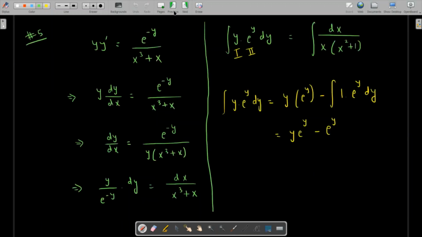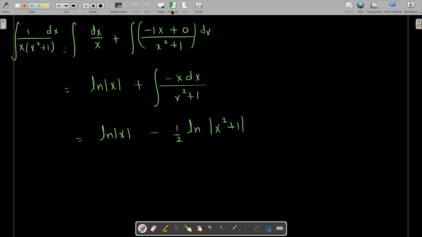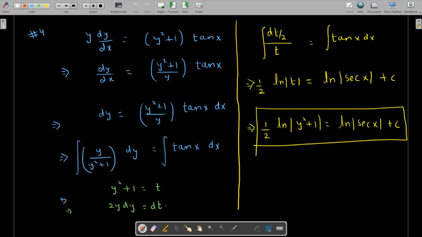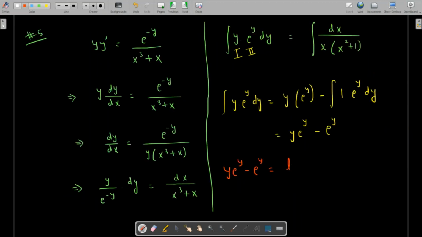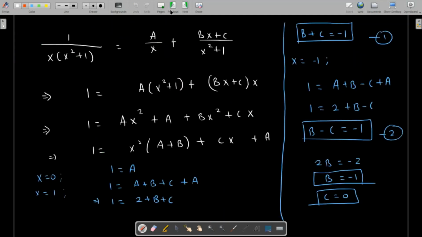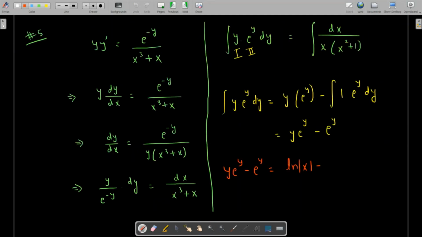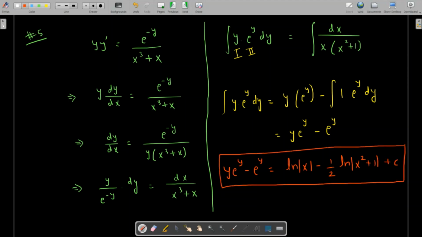So what we are going to do is substitute the same thing over here to get the final answer. So it's going to be y e raised to the power y minus e raised to the power y, and this integral is nothing but ln absolute value of x, minus 1 over 2 ln absolute value of x squared plus 1, plus the constant of integration c, which is the final answer.